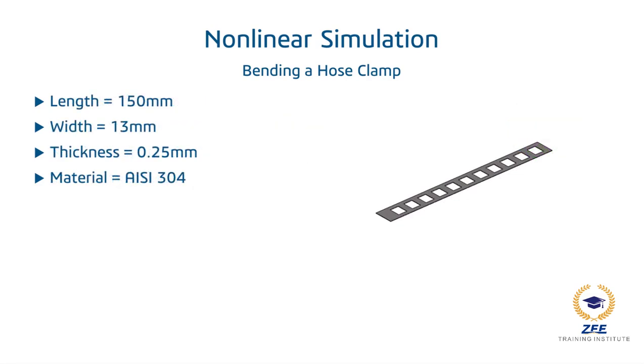The basic setup for the analysis in this lesson starts with the hose clamp, which is 150 mm long, 113 mm wide, 0.25 mm thick and made of AISI 304 steel. We'll fix one end with the fixed geometry fixture and subject the other to a 360-degree rotation using an advanced fixture.